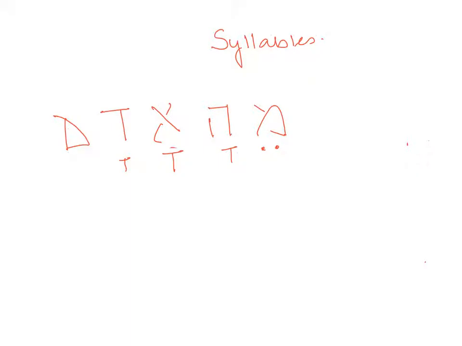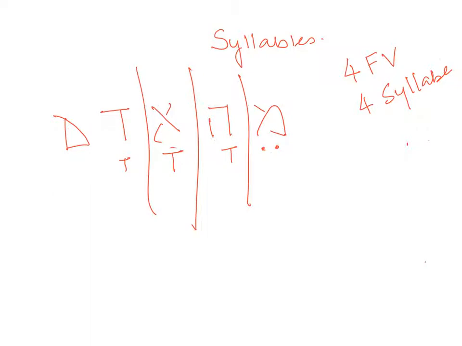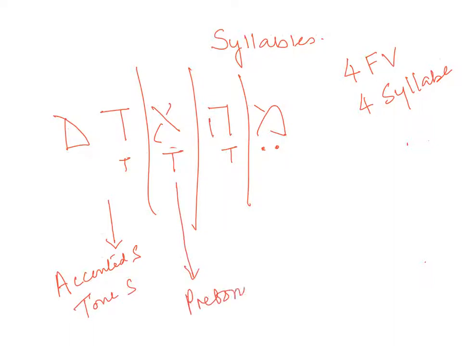So back to this word. I have four full vowels and therefore I can only have four syllables. Let me just break them up, and this is pretty much a straightforward break. Now, as we always said, there's no munak here, so the accented syllable is always going to be the last one. So this is the accented syllable, or what we call the tone syllable. This is the pre-tonic because it is before the tone.